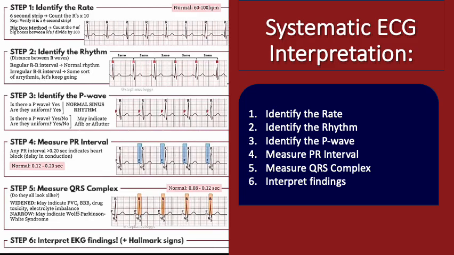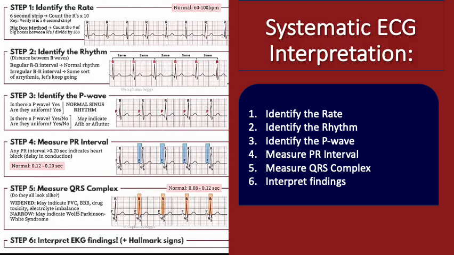Next, you want to identify the rhythm. If you calculate the rate, is the rhythm the same? Are the R complexes spaced identically? Regular RR intervals is a normal rhythm. Irregular RR rhythms can show some form of arrhythmia.